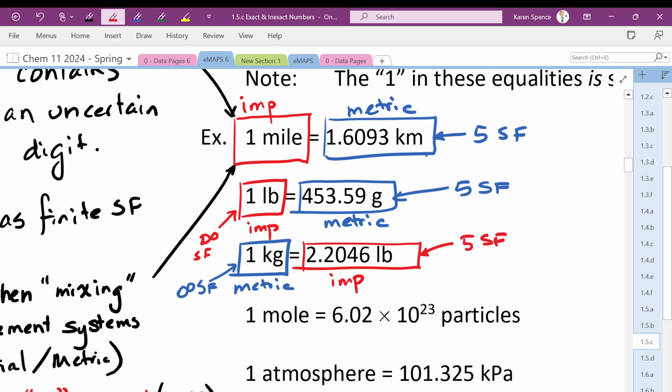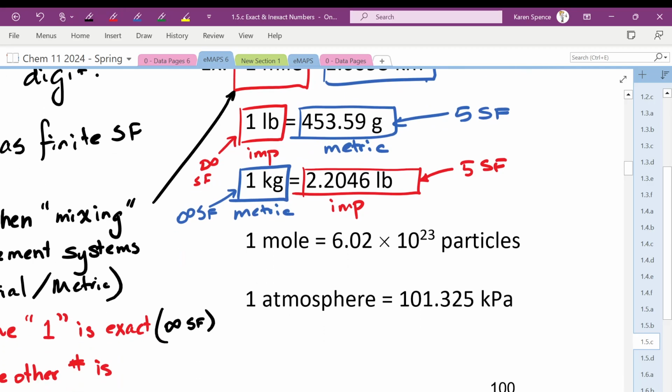Okay, now we have a funny one, okay? Do you remember we talked about a mole? Liters, meters, moles, and Kelvin. And what does a mole measure? A mole measures amount of matter. And we're really counting the number of particles. Do you remember how we talked about a dozen? What does a dozen mean? A dozen means how many? 12. Well, a mole means 6.02 times 10 to the 23.